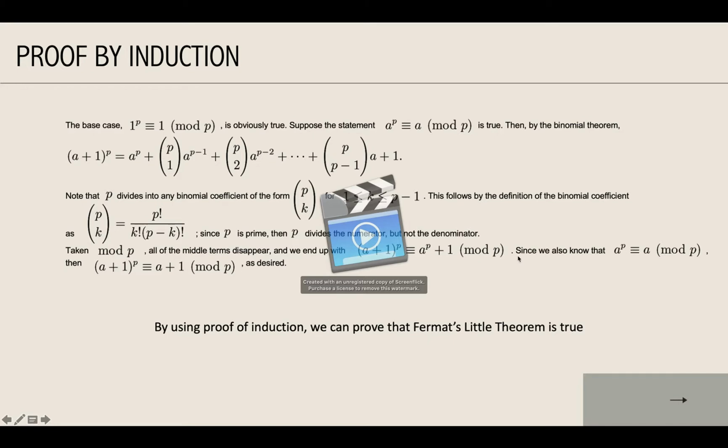Since we know that A to the P is equivalent to A mod P, then A plus 1 to the P is equivalent to A plus 1 mod P. So by using proof by induction, we can prove that Fermat's little theorem is true.